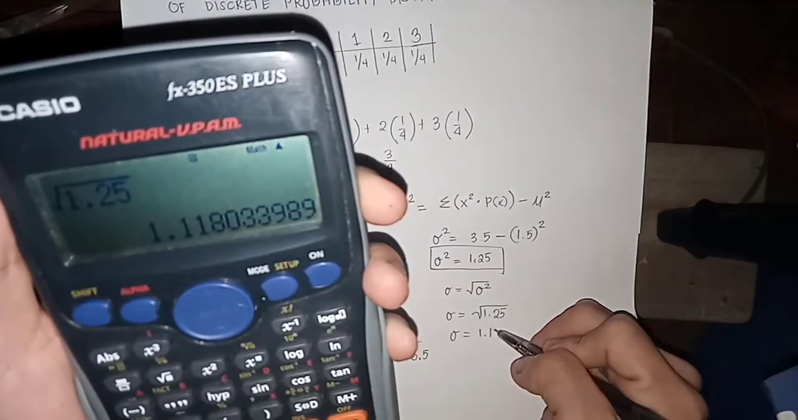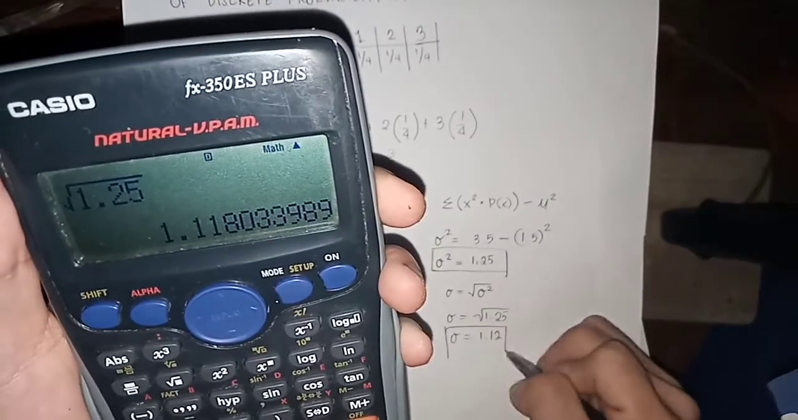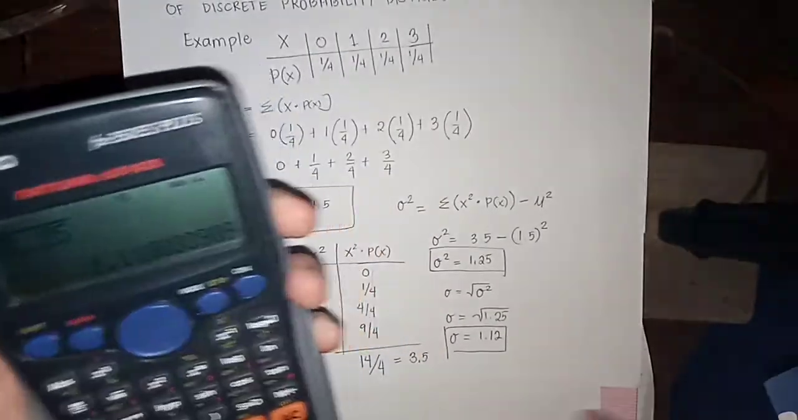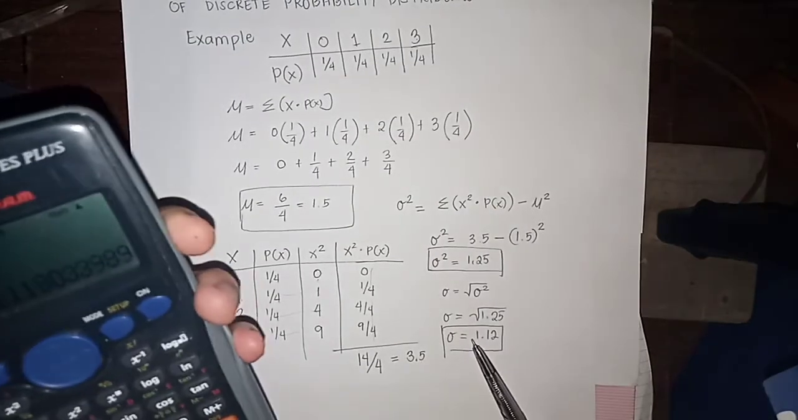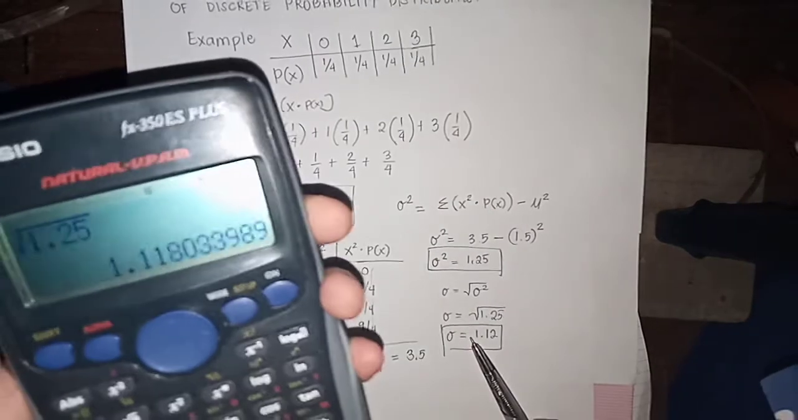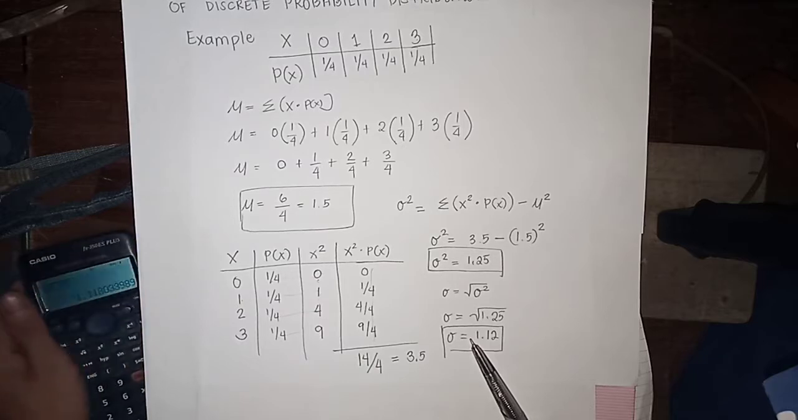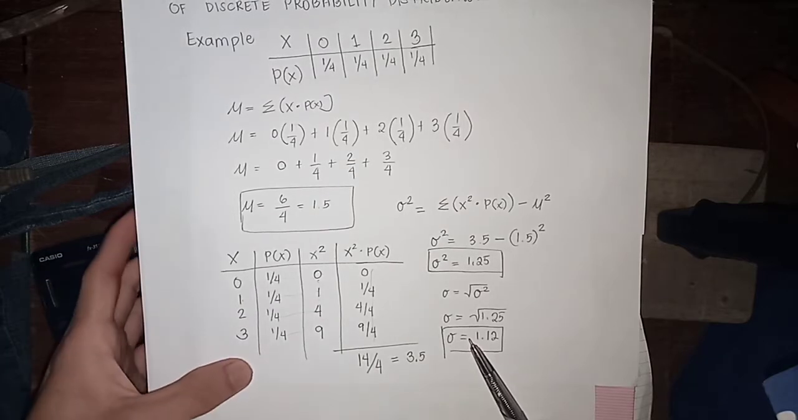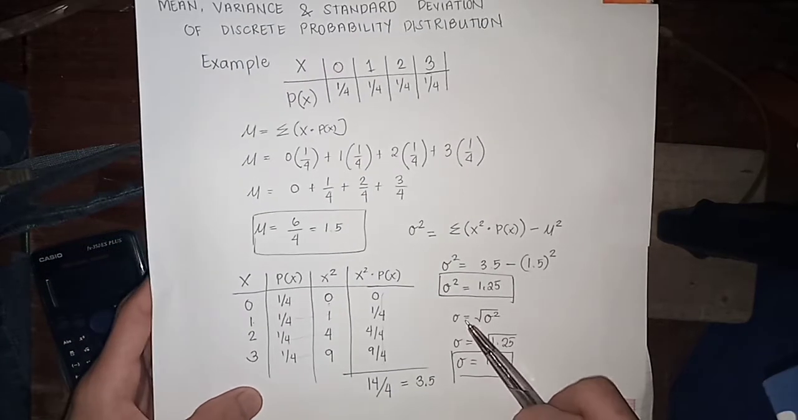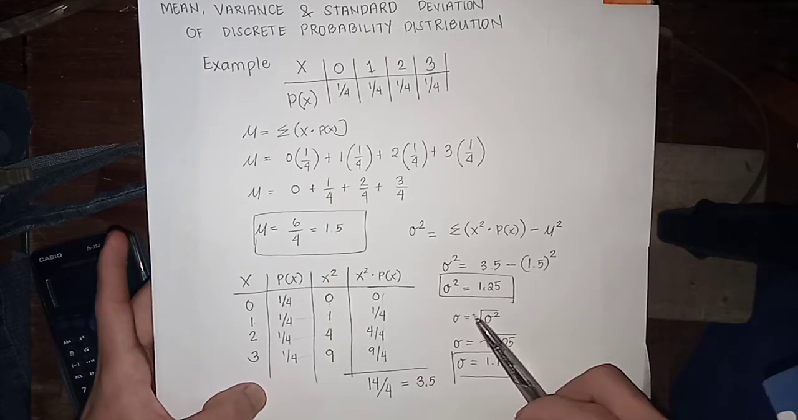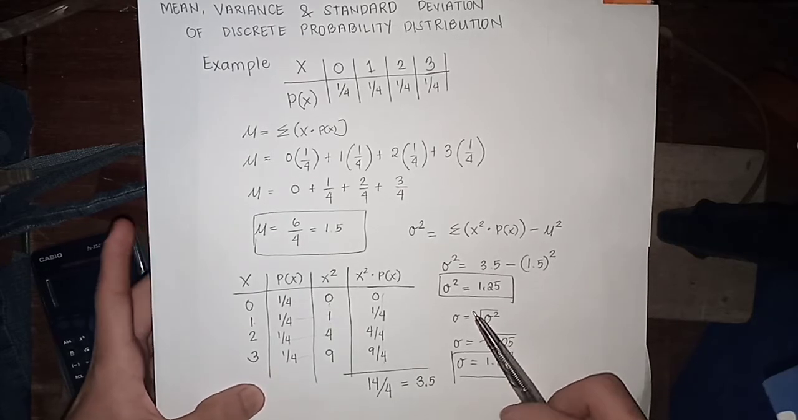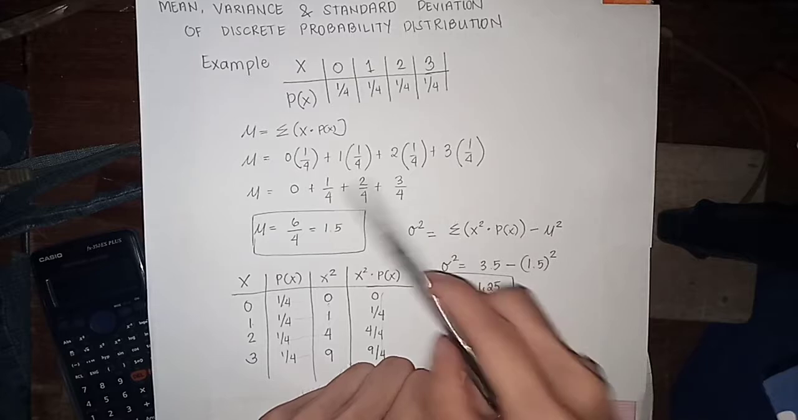Okay, so i-round off lang natin. Therefore, the standard deviation for this discrete probability distribution is 1.12. So, yan lang ang steps ng pagkuha ng mean, variance, and standard deviation of a discrete probability distribution.